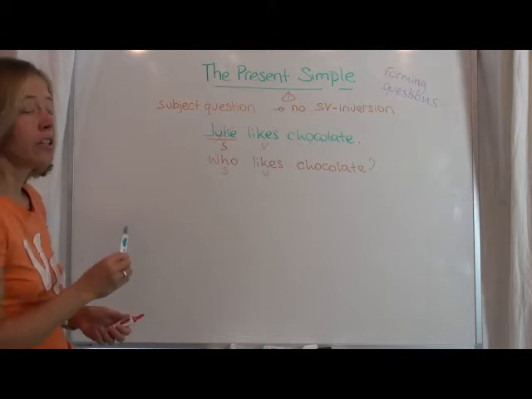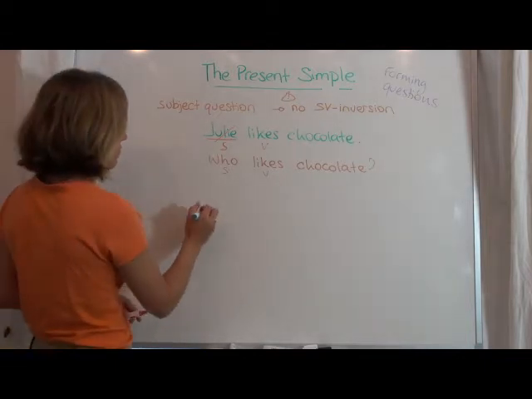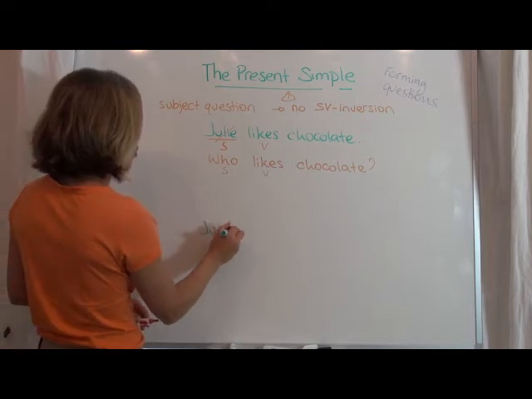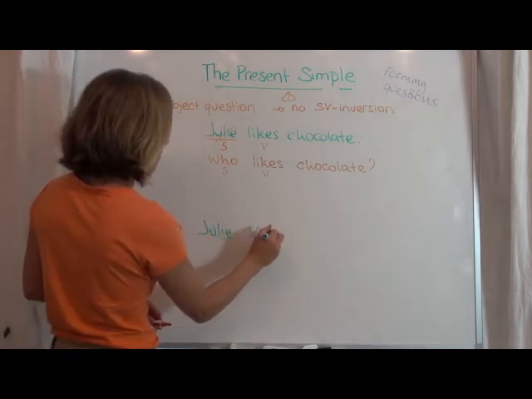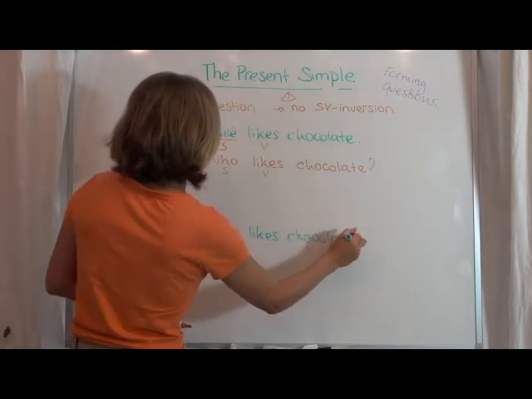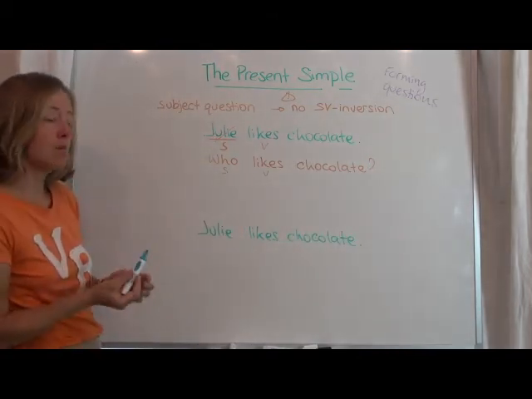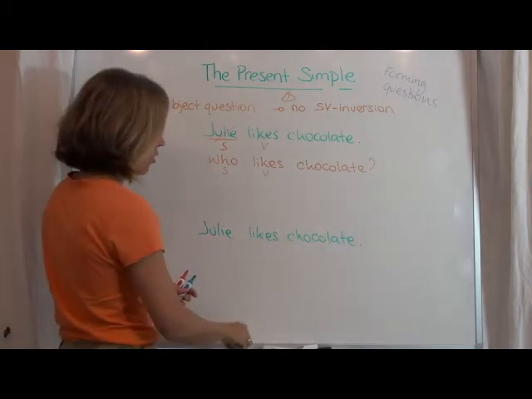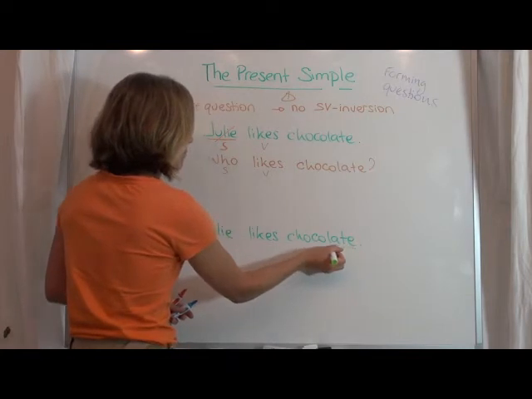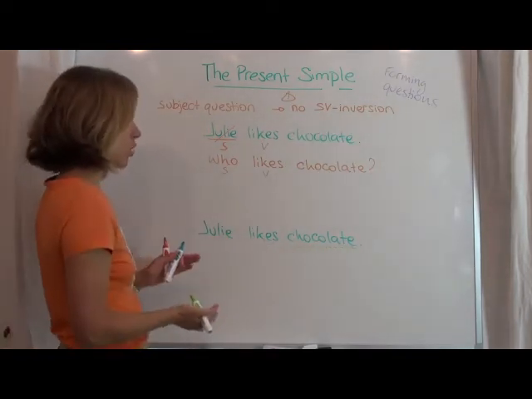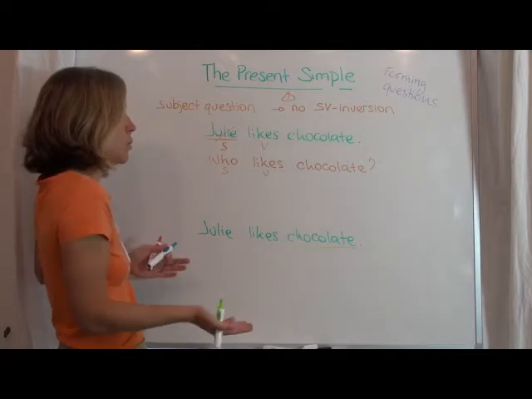Now let's look at another question. Let's take the same sentence. Julie likes chocolate. Okay. But this time, we don't know what Julie likes. On va poser une question sur ce qui suit. Okay. Imaginons, on ne sait pas ce que aime Julie. Julie aime quelque chose, mais on ne sait pas quoi.